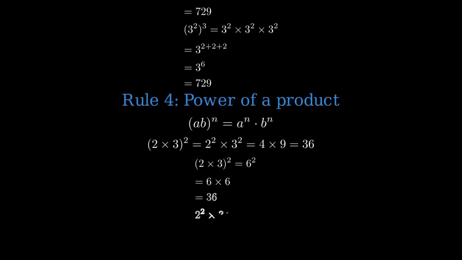Let's verify this. 2 times 3 is 6. 6 squared is 36. Alternatively, 2 squared is 4, and 3 squared is 9. 4 times 9 is 36, confirming our rule.